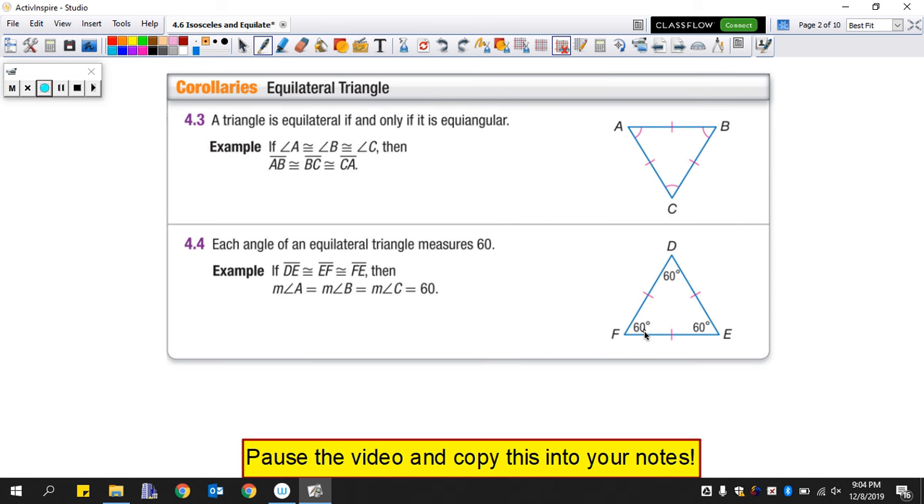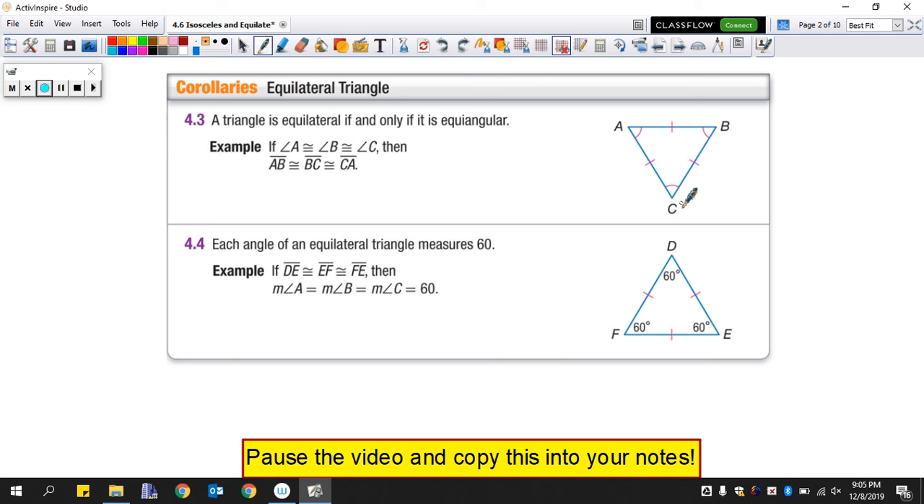The equilateral triangle theorems and postulates that go along with that. Just so you remember, an equilateral triangle is a triangle that has all three sides congruent to each other. So theorem 4.3 says a triangle is equilateral if and only if it is also equiangular. So if all three sides are congruent, that means all three angles are congruent.